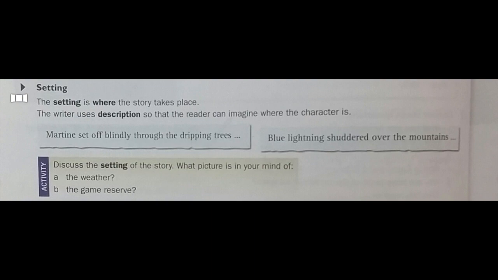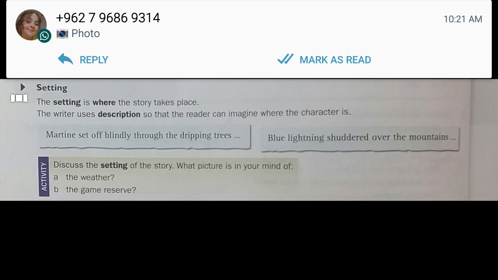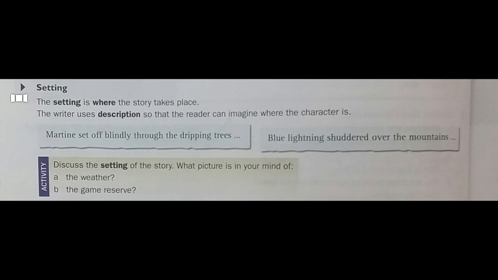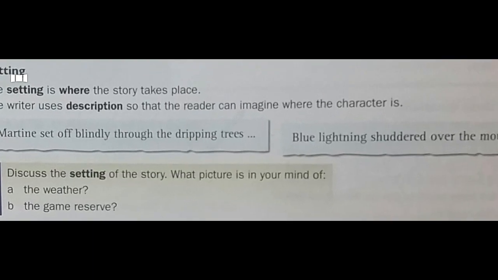Like here, Martin set off blindly through the dripping trees. Blue lightning shuddered over the mountains. Here it describes the place, the game park reserve. From this description, the reader can imagine the place that Martin went through. It's pitch black, for example, and we have dripping trees, wet trees. So it's a wet place.